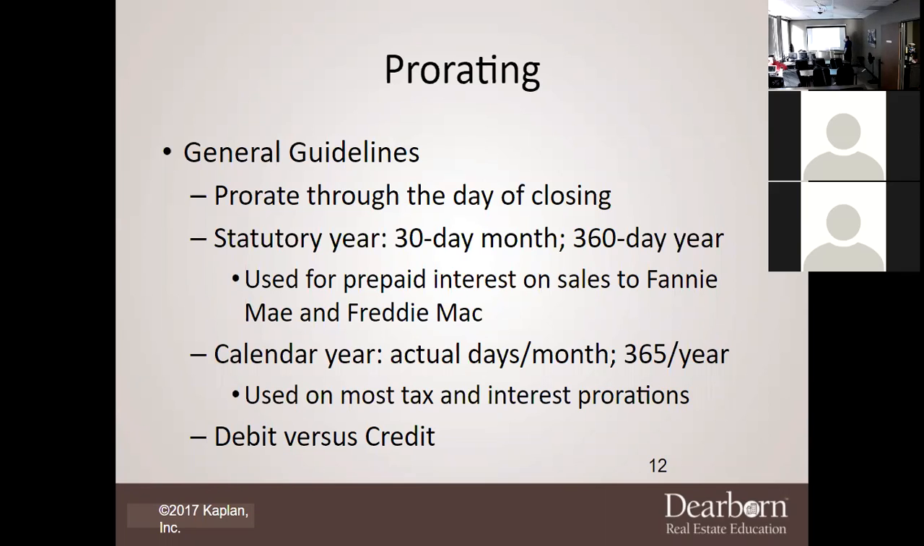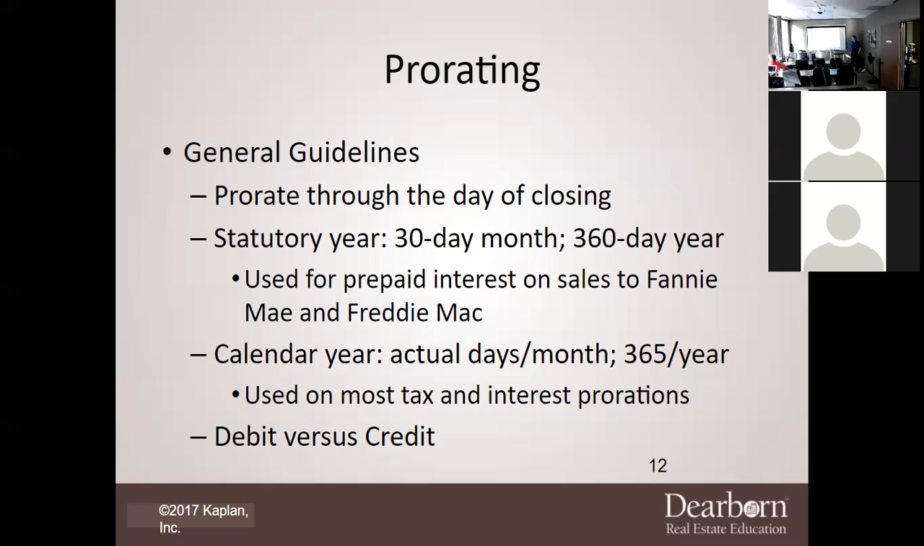And why is that, Mr. Travis? Why would they not want to use a statutory year but a calendar year for taxes and interest? Because it's an extra 5 days. An extra 5 days of what? Money. So in that situation, we can make more cash out of you on those 5 days.